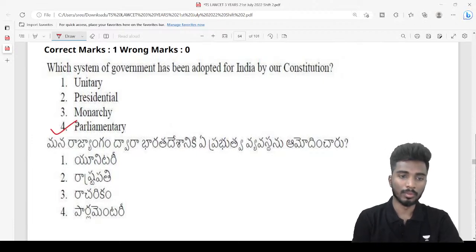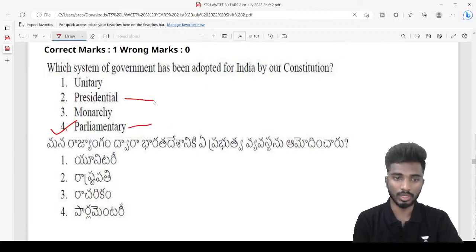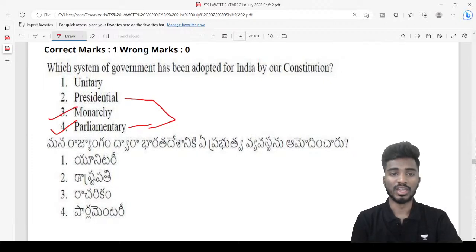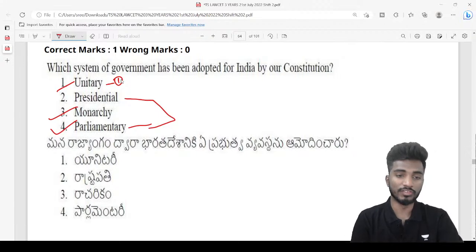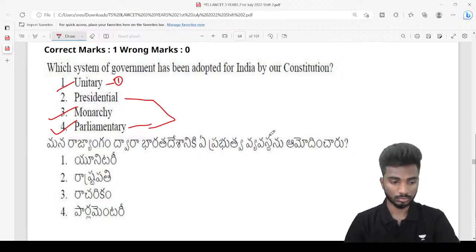Excellent. So we have a parliamentary system. So what is the difference between presidential and parliamentary form of government? Monarchy is where there is a monarch, a king who rules, right? Unitary is where there is only one government, only the central government, and the central government will rule. What is the difference between parliamentary and presidential form of government? Answer it down in the chat window. What do you think is the difference between parliamentary and presidential form of government?